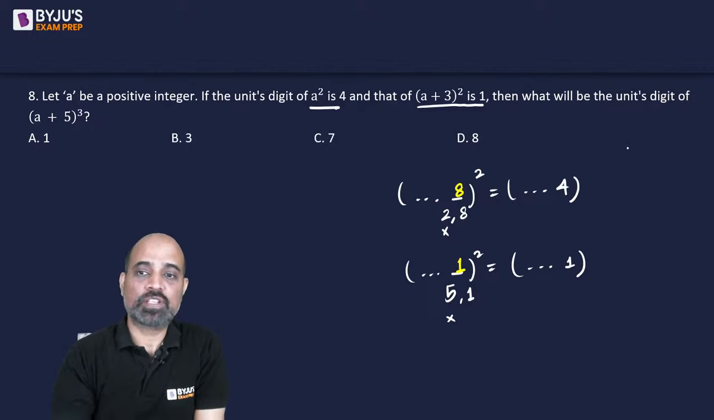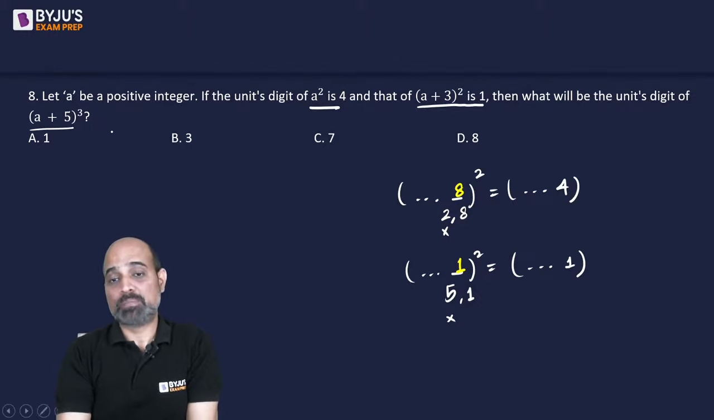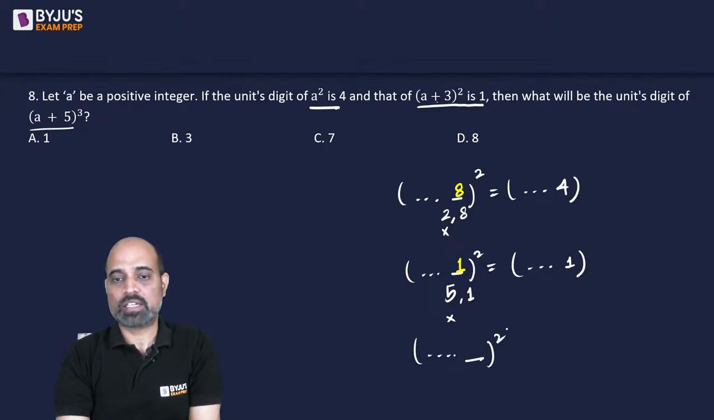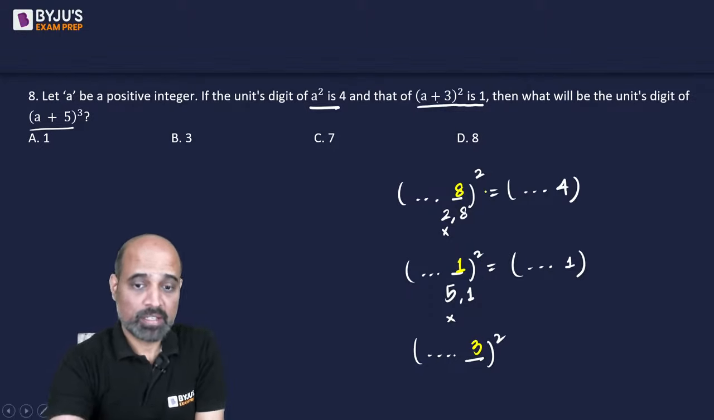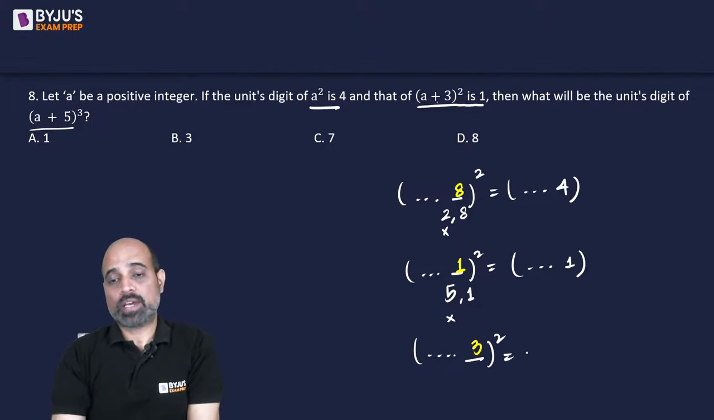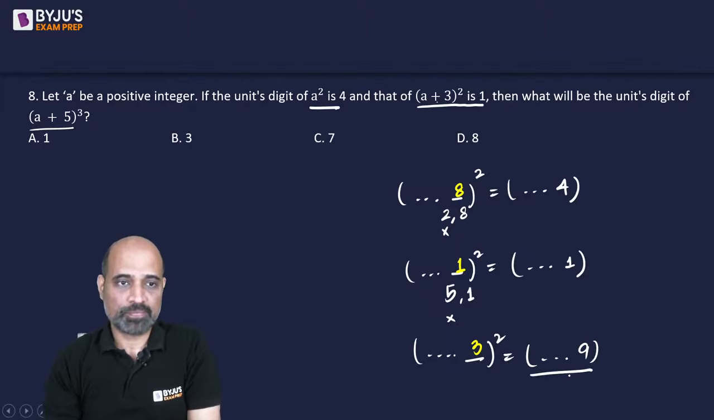If I continue with this, we are asked A plus 5. So A plus 5 means 2 further. 2 further would mean it should be 3, right? 8 plus 5 is 13. So 3. So 3 square will end in what? It will end in 9. A plus 5, right?